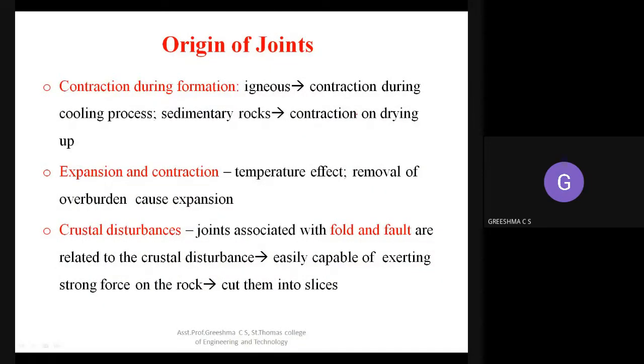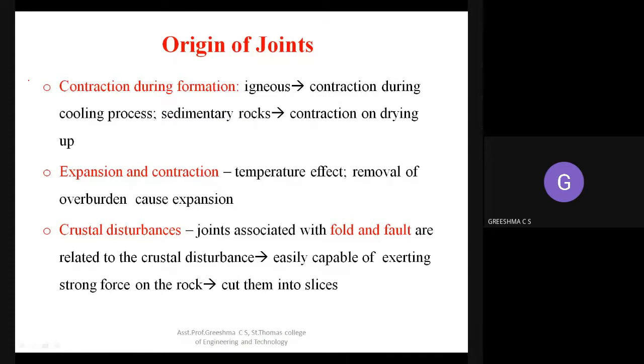Next is the origin of the joints, how these joints are originating. The first reason is contraction during the formation of the rocks. The first reason for the origination of joints is that it might occur due to the contraction that occurs in the formation of the rock.